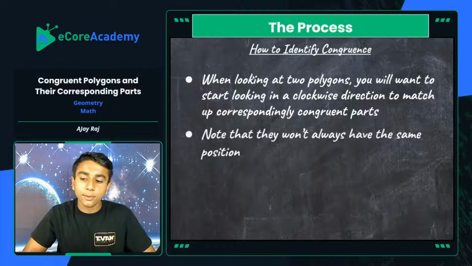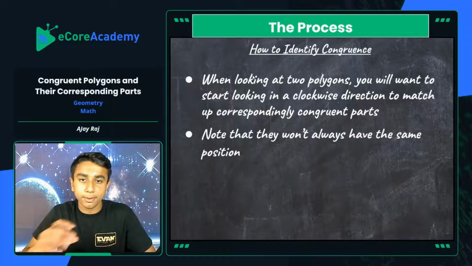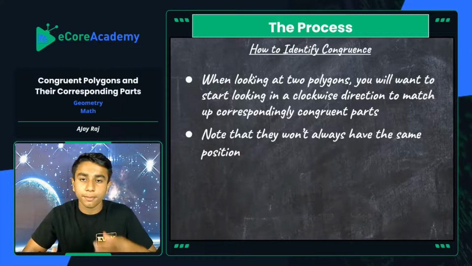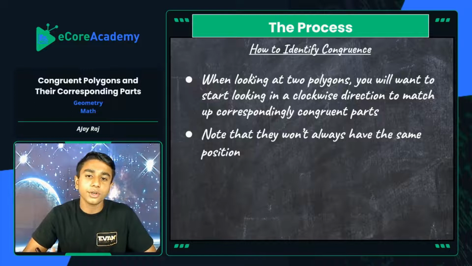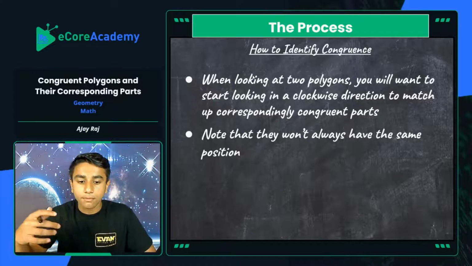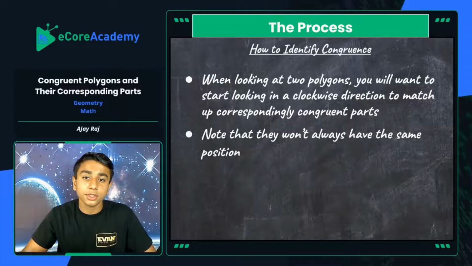And just note that they won't always have the same position, meaning your triangles won't necessarily have the same relative position. One might be rotated, one might be altered in comparison to the other one, but you're still going to try and match those points together, and then you can use later on these congruence relations that I will state onwards, and the different tick marks and identification points to identify which one will follow which.